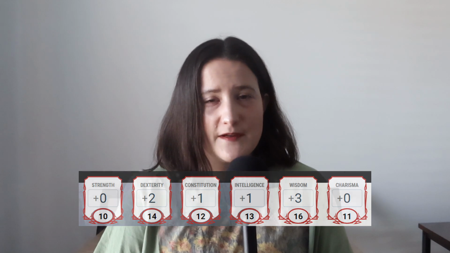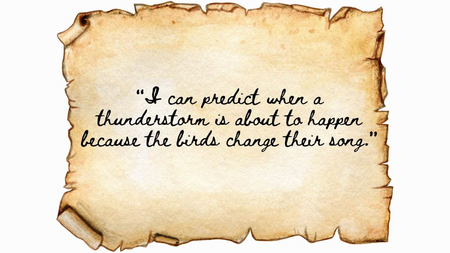If Sephi were to describe herself, she may say, I can predict when a thunderstorm is about to happen because the birds change their song. Here we understand she listens to birdsong enough to make predictions from it. This not only demonstrates that she is in touch with the natural world, but might also indicate any potential animals she may wild shape into. Perhaps birds are her favourite type of animal.